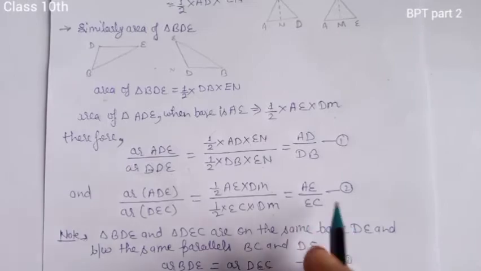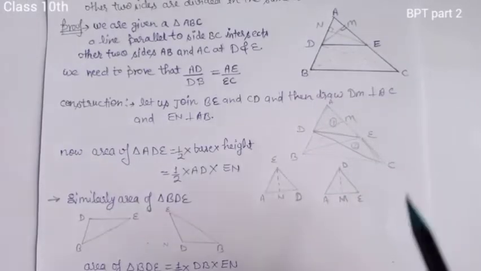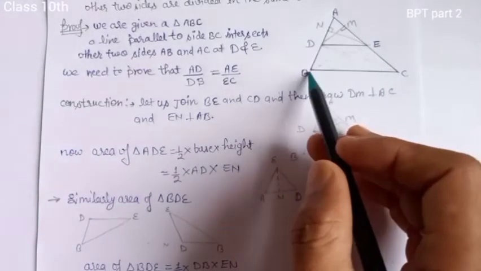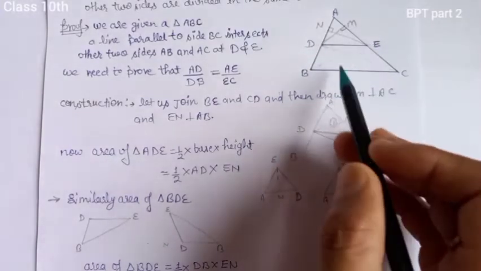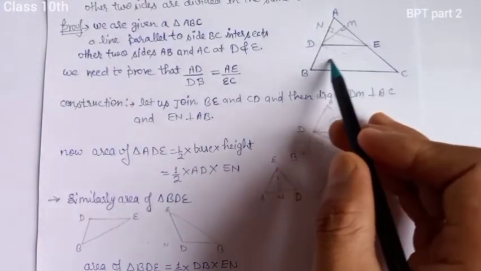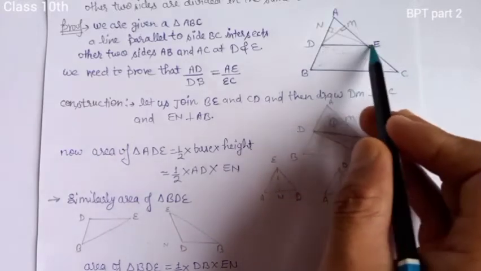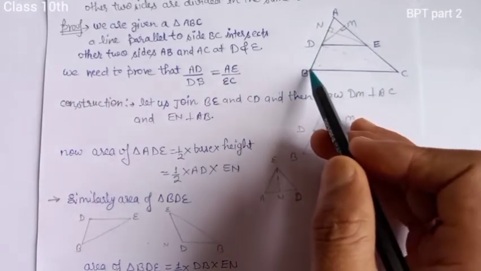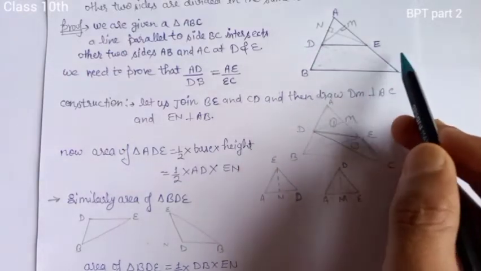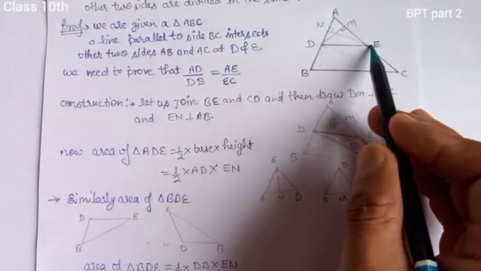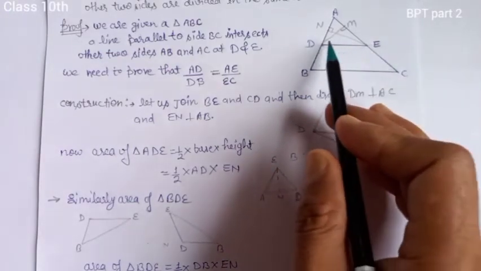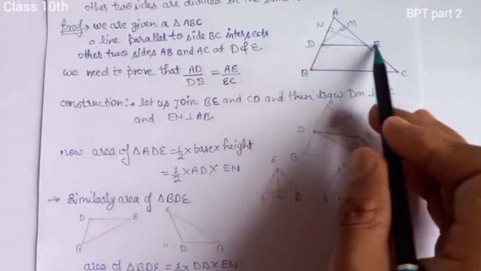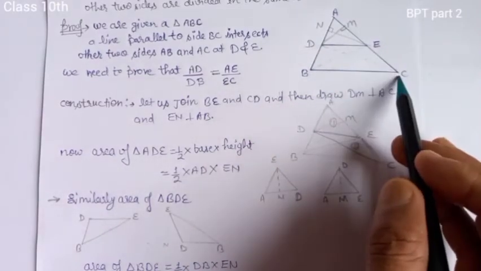So students, in this figure, BDCE. One triangle is this, the second triangle is this. One is BDE and the second is DEC. In the question it is given that DE is parallel to BC.